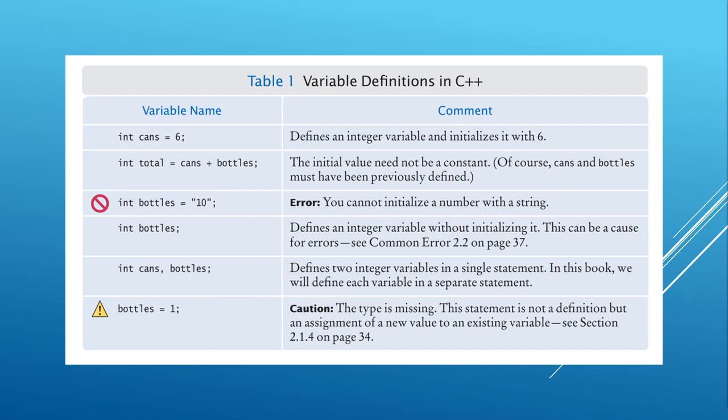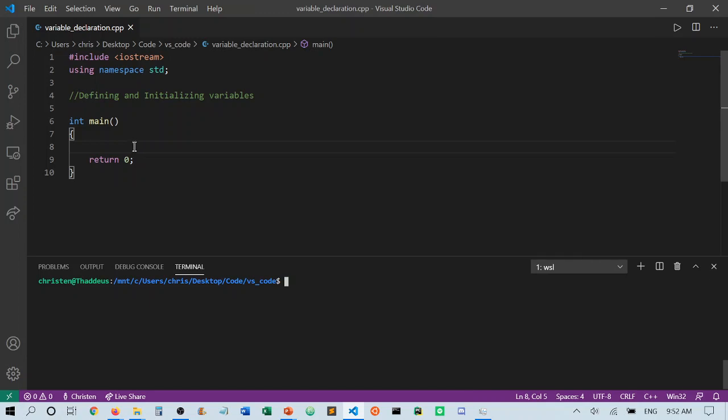Let's jump into some C++ code and look at how this works. I've got a basic main here, and I'm going to declare an integer called cans per pack. And you can see here that we've declared it, and the compiler and VS Code has recognized it as a correct variable. We have given it a data type, we've given it a name, and we have finished our definition with a semicolon. If we wanted to initialize it, we would set it equal to some value like 6. And now we've declared and initialized that variable.